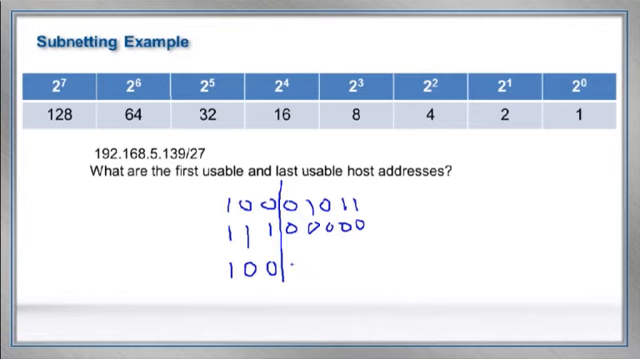The first usable host address would be 0, 0, 0, 0, 1. Pretty cool. The last usable host address would be 1, 0, 0 for the network, and 1, 1, 1, 1, 0. This comes out to 129 as the first usable host address, and 158 as the last usable host address.